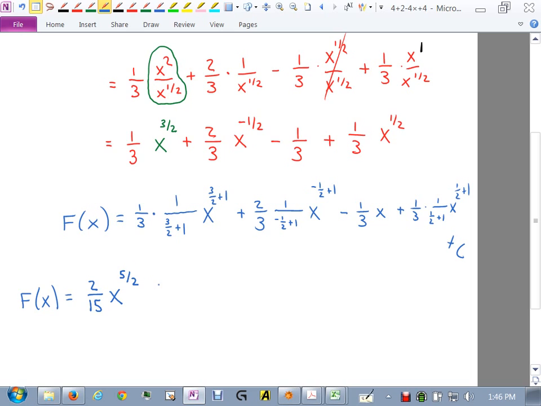5 halves. Okay? Plus, let's see, what's negative 1/2 plus 1? 1/2, 1 over 1/2, 2. 2 times 2/3, 4/3. X to the 1/2. Minus 1/3 x. 1/2 plus 1, 3 halves, 1 over 3 halves, 2/3, 2/3 times 1/3, 2/9. X to the 3 halves, plus c.